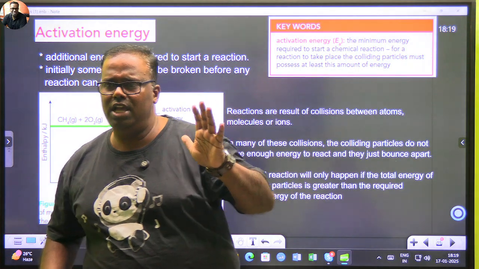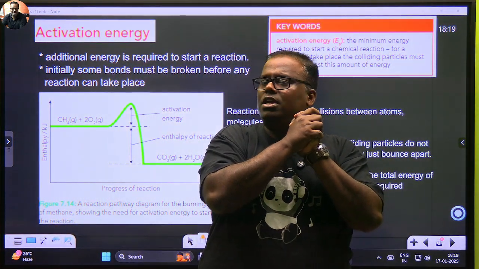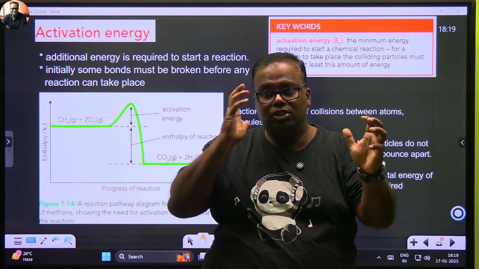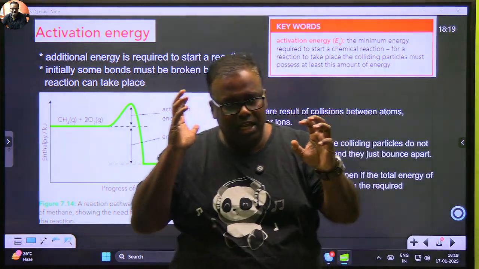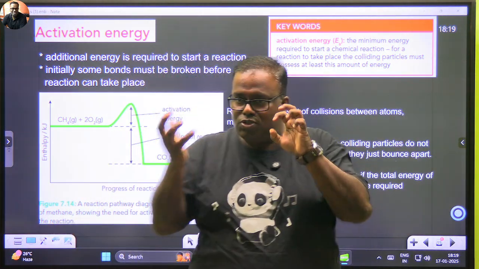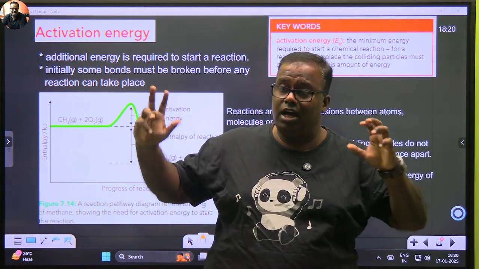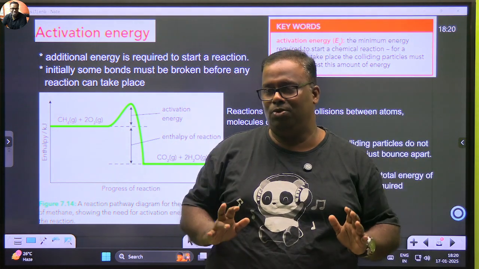What happens in a reaction? One particle has to collide with another particle, either breaking or making. And that collision has to happen in such a way that a particular face-to-face angle has to happen. For that, that much speed should be required, that much energy should be required. That is why a bond will not form with every collision.